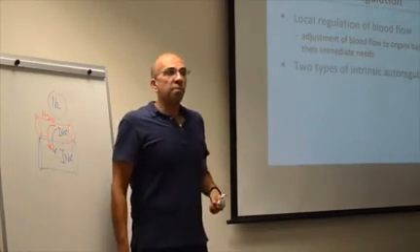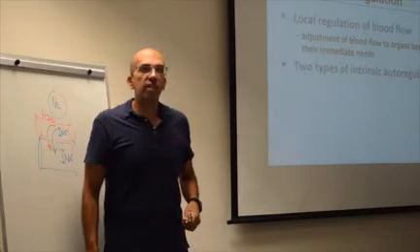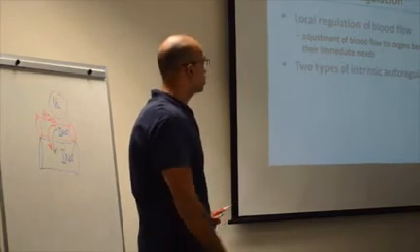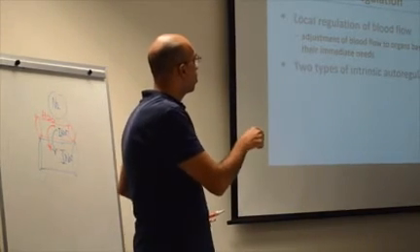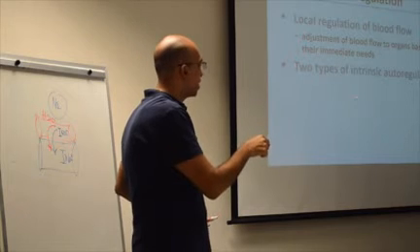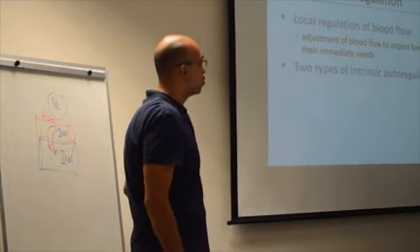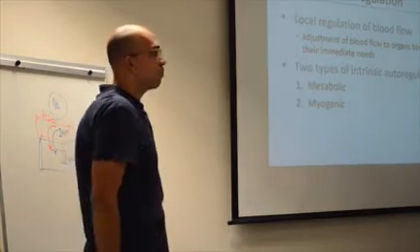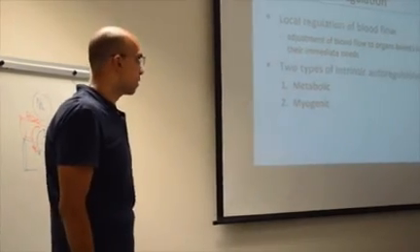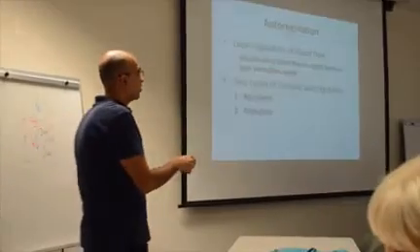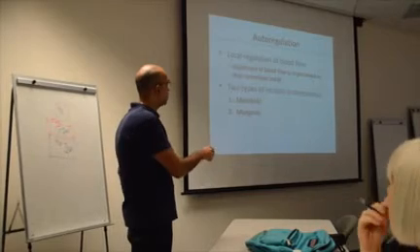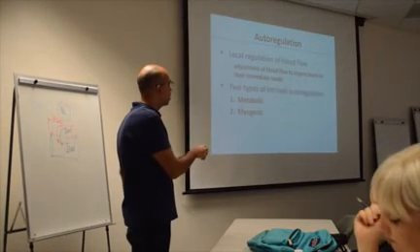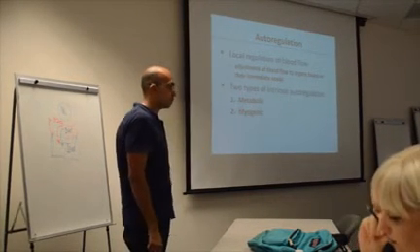I have another type of regulation other than the central regulation. This is called auto-regulation. Auto-regulation is localized in the blood vessels, the terminal vessels, and it will adjust the blood flow going to the organ. I have two types of intrinsic auto-regulation: the metabolic auto-regulation and the myogenic auto-regulation.